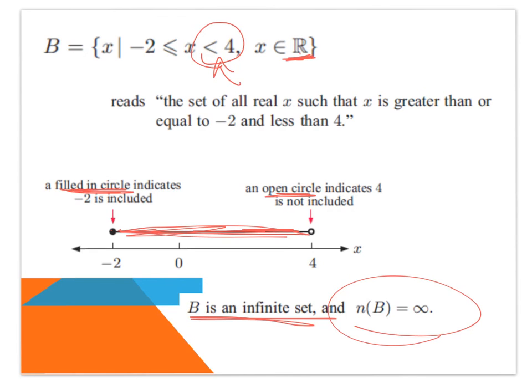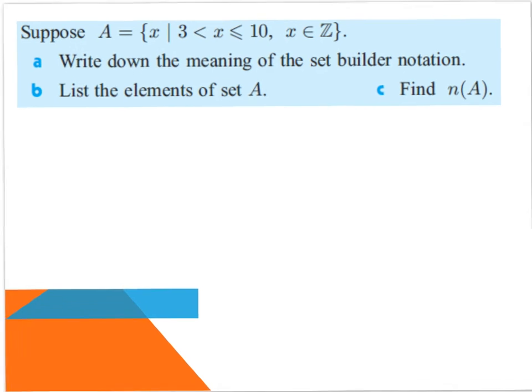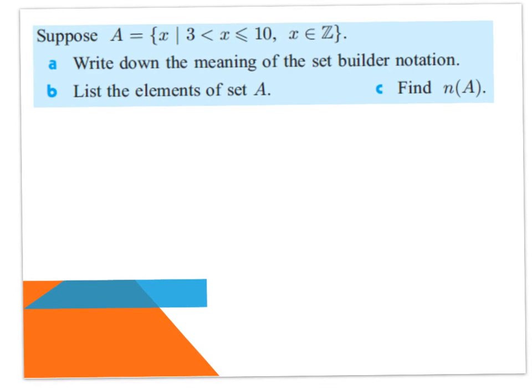It's an infinite set. All right, last slide. Here's the example. Suppose set A is the set of all x such that x is greater than 3 and less than or equal to 10, and it is an integer.